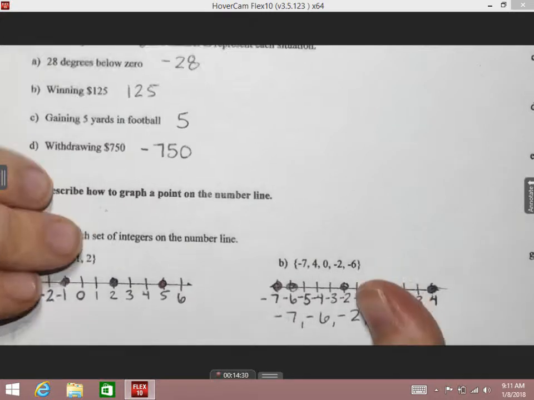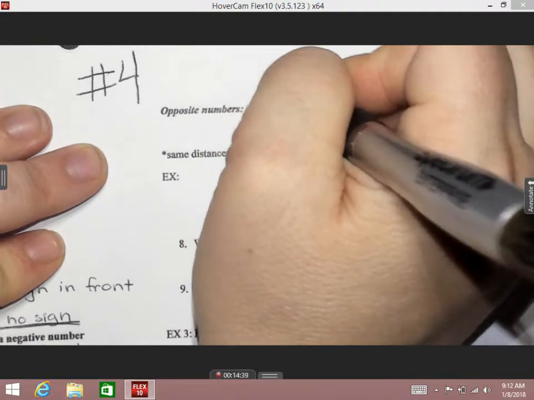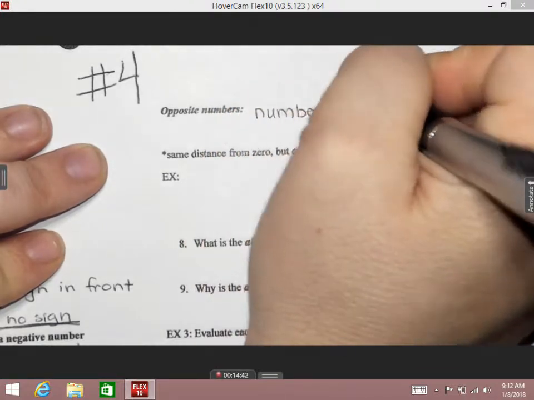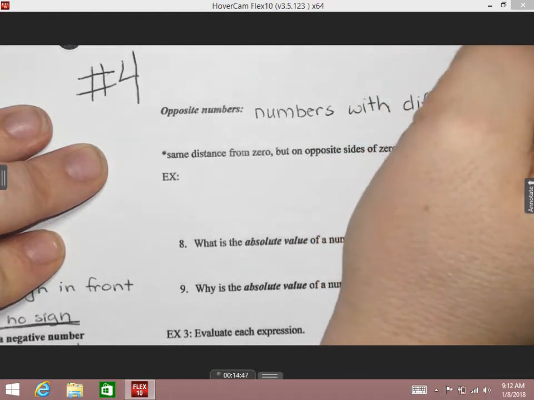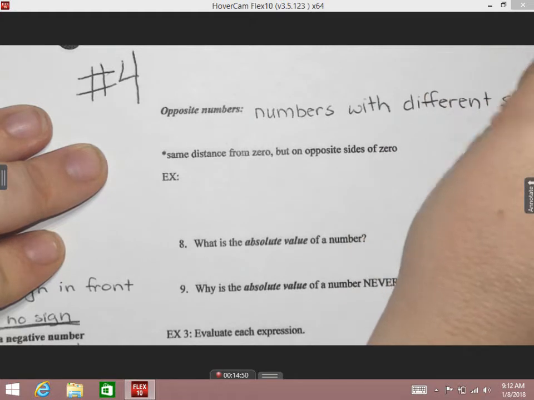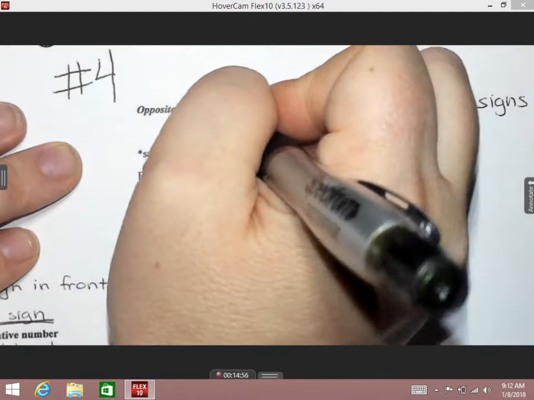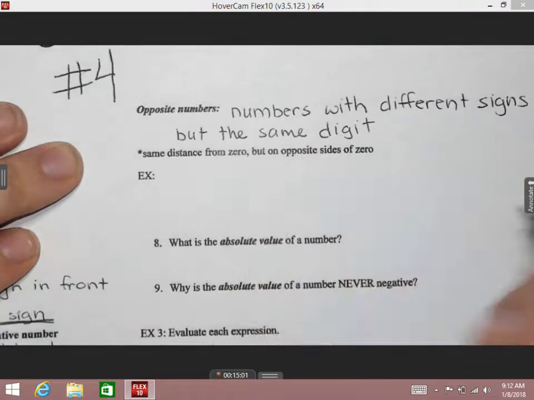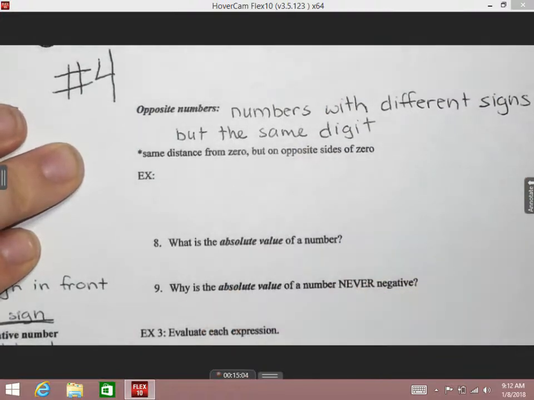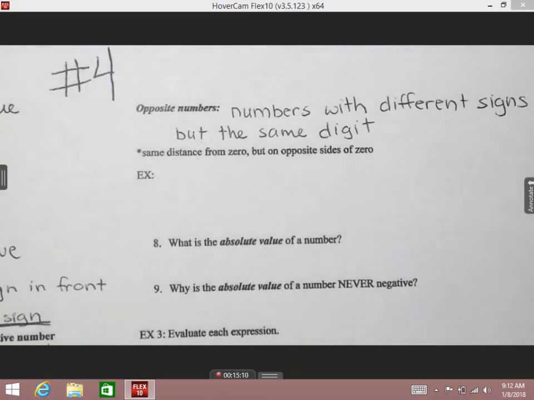Okay. All right, the next thing we're going to mention, opposite numbers. Opposite numbers are numbers with different signs, but the same digit. Okay. They're numbers with different signs but the same digit. Because our goal for an opposite number is they're the same distance from 0.